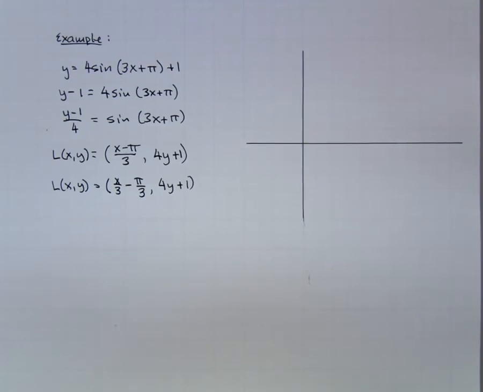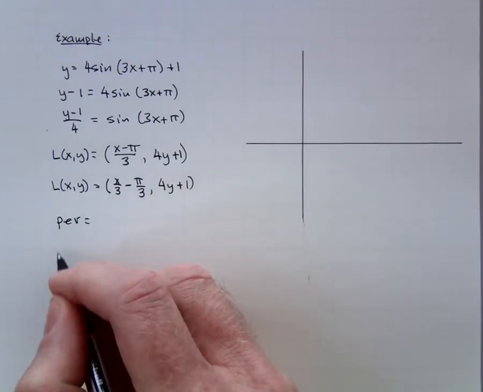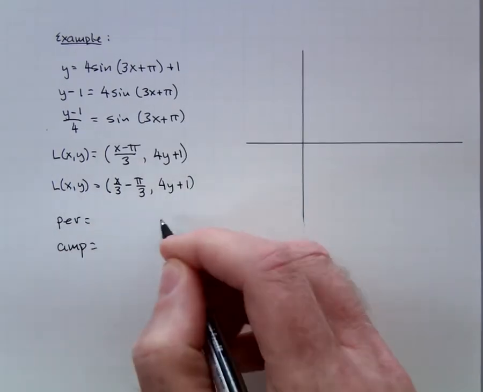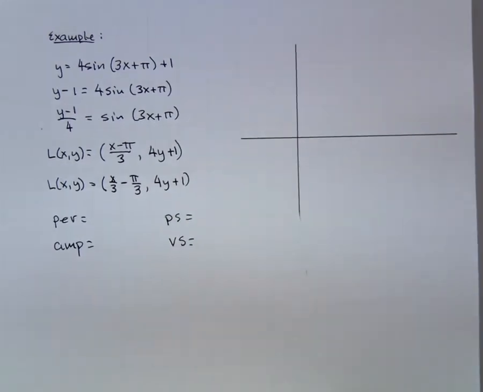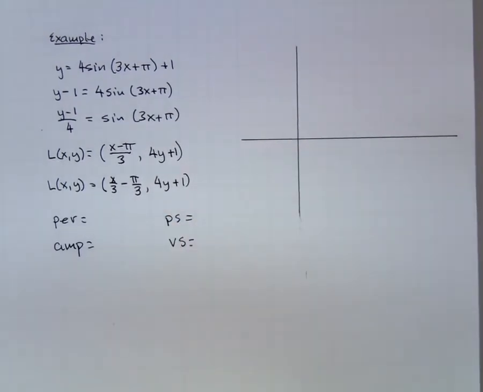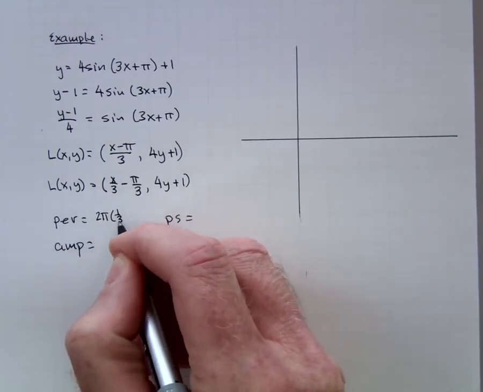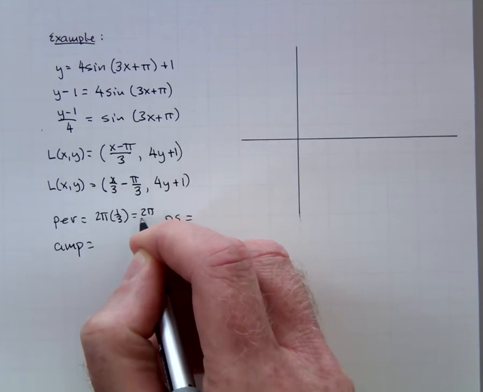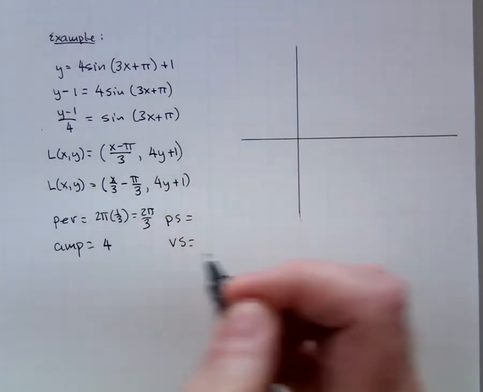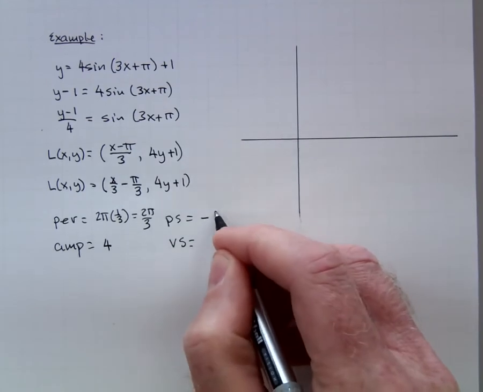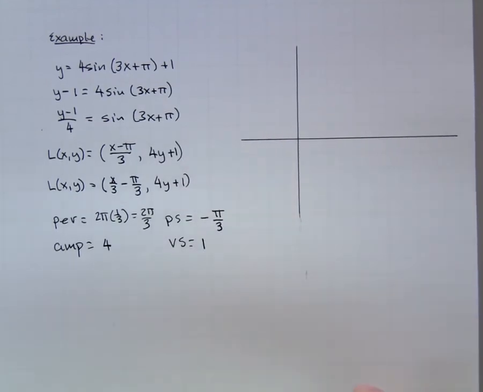This puts us in a position where we can now say what the period, amplitude, phase shift, and vertical shift are. The period is going to be 2 pi times whatever the scale change was to x, which was 1/3. So we have 2 pi times 1/3, which is 2 pi over 3. The amplitude is the same as the scale change to y. The phase shift is the same as the translation to x, and the vertical shift is 1.